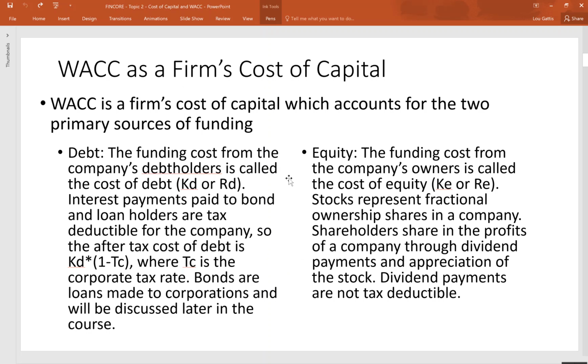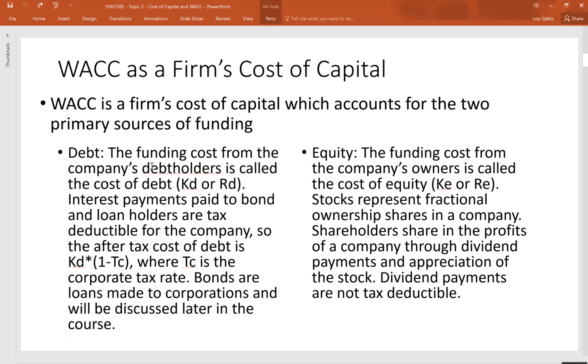So WACC, the weighted average cost of capital, is the firm's cost of capital. It is the required return that owners and investors in the company have made. When we talk about capital, we talk about either debt or equity. When we talk about debt, we're talking about loans or bonds.